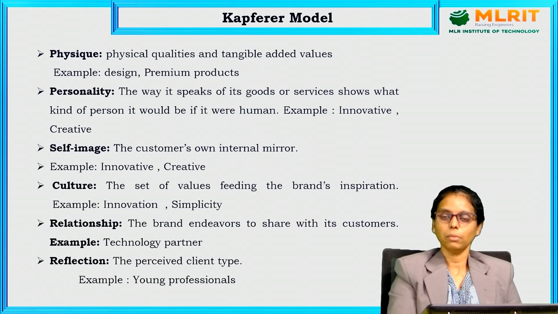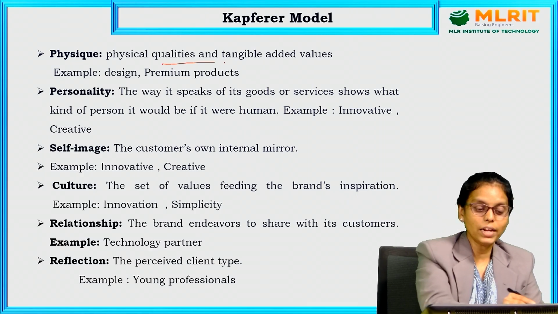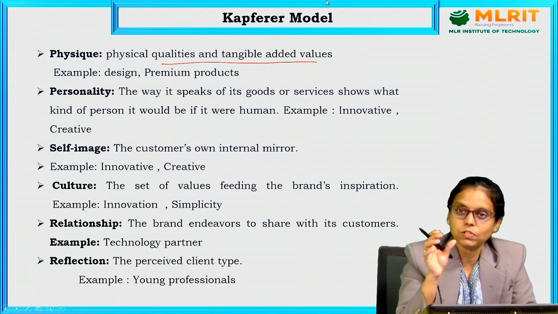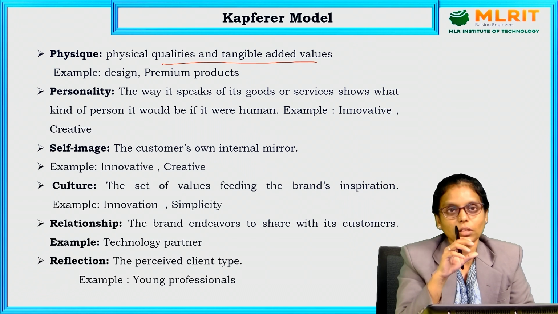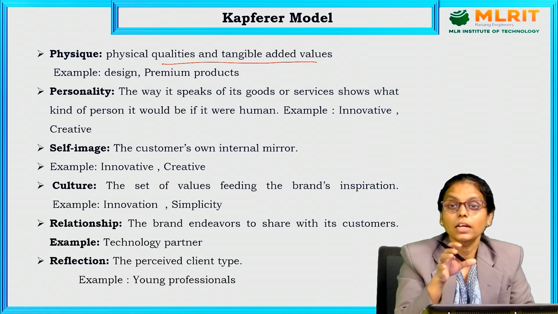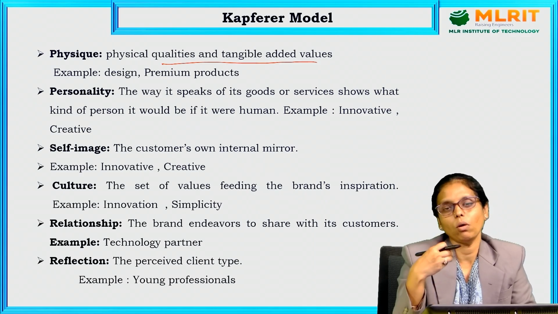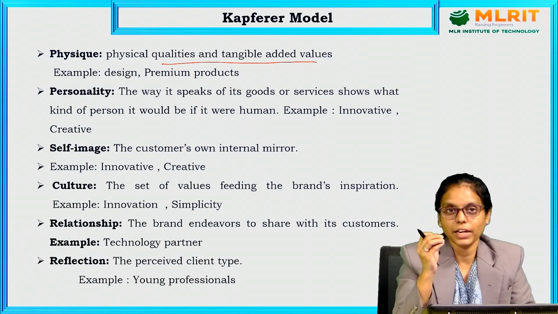The first element that we have according to this Kapferer's model is physique. Now what does physique represent here? The physical qualities and tangible elements, added values. Whatever tangible features are associated with a product, with a brand, all such elements we call physique. Like the design of a product, premium products that we have, its shape, its size, packaging, raw material, the labeling, then the information that is provided to the customers, all such elements we call physique. With this element, we can create a brand identity.